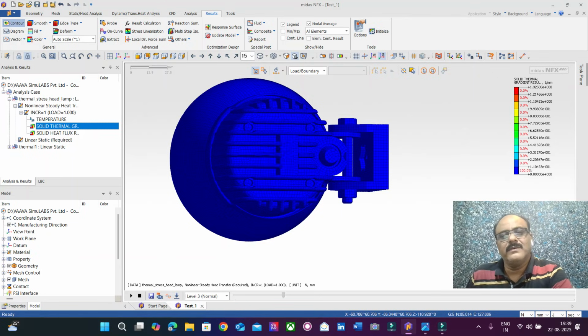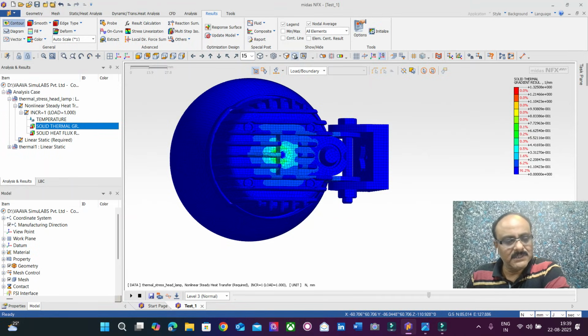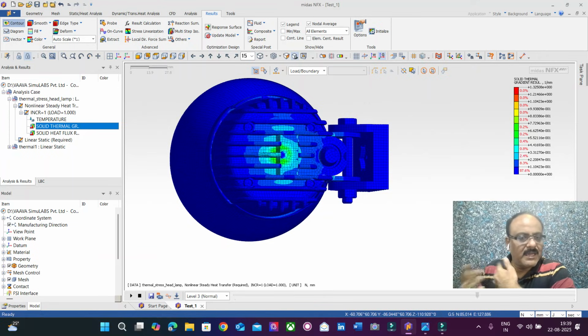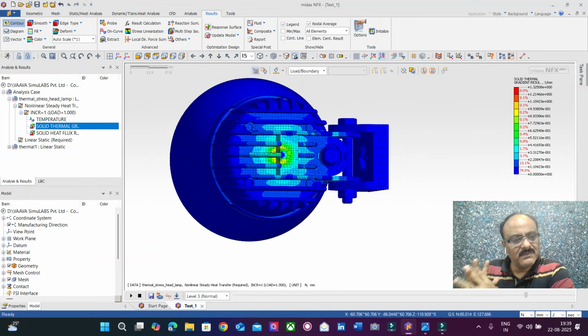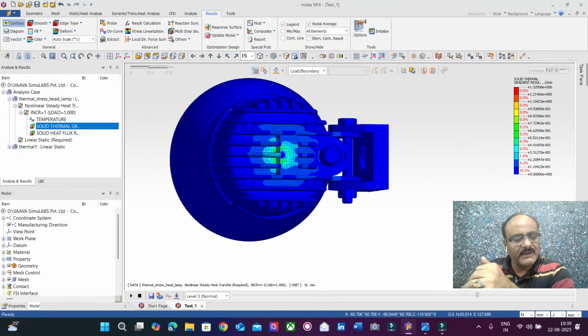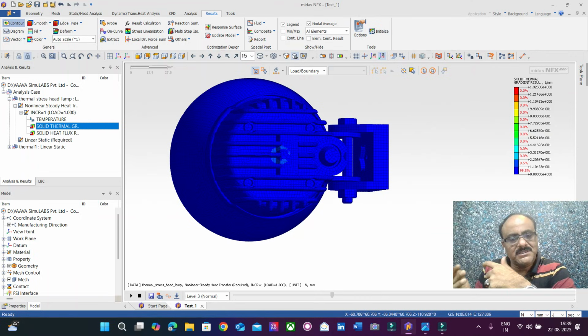So today let's wind up with this particular simulation here. In the next episode I'll be coming with the same projector lamp, but with a transient simulation, and we'll try to find out how the temperature is going to be dissipated over a period of time.